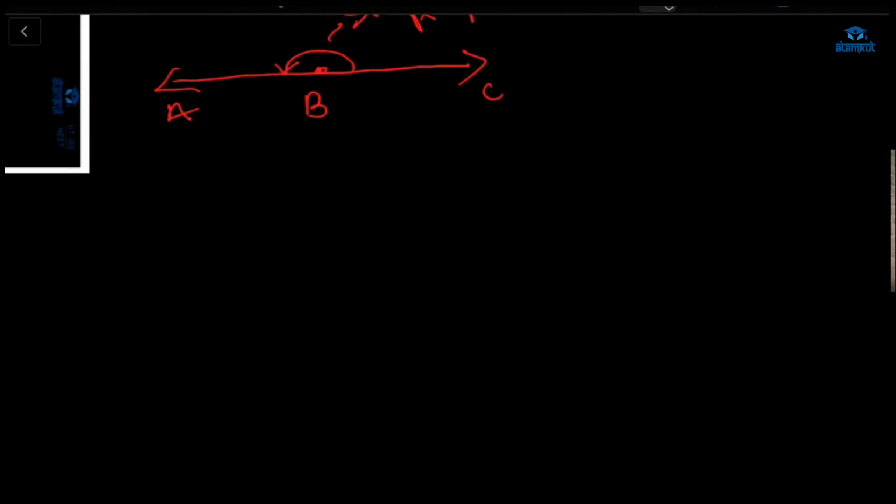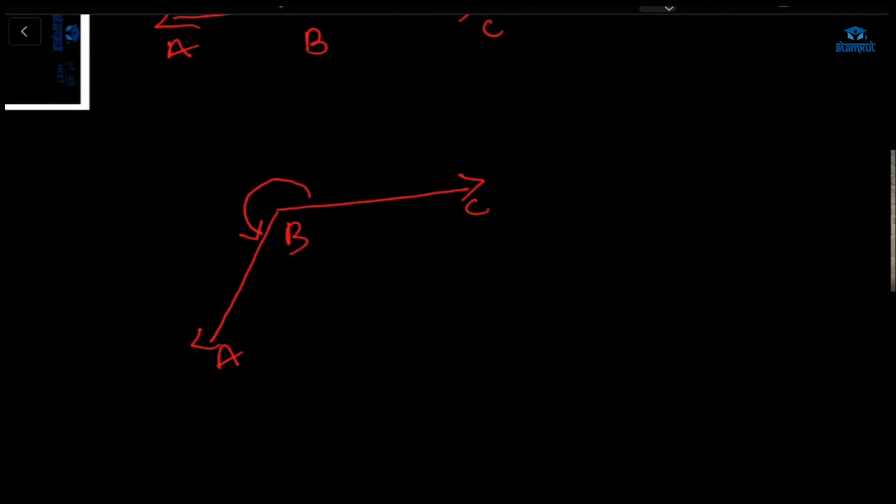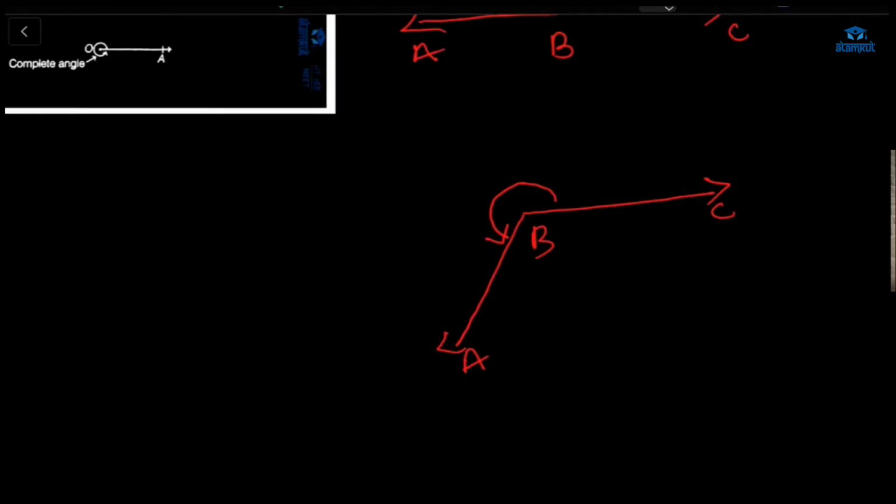Now two more angles are left: the reflex angle and the complete angle. Now what is a reflex angle? This is a reflex angle, ABC. If I'm asking about the reflex angle, you take this angle. It can be represented in both ways. I can represent it like this also, ABC. That is a reflex angle.